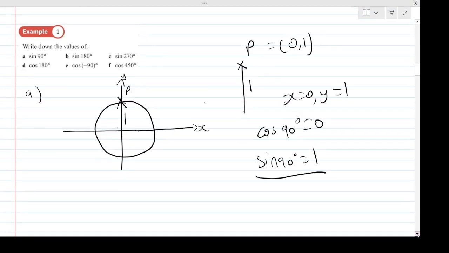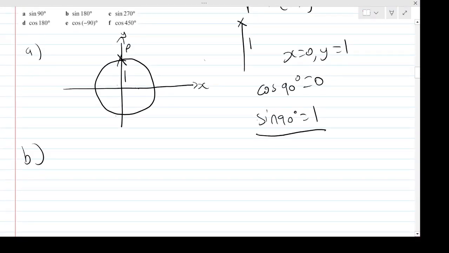Part B, then: we need to work out sine of 180. So now 180 degrees in here. We start again here, and we need to turn 180 that way. So this whole angle is 180, and we end up on the negative x-axis, right? Again, it has to be on the circle of radius 1. That's the unit circle. If we start in here and then we turn 180, it would end up there.